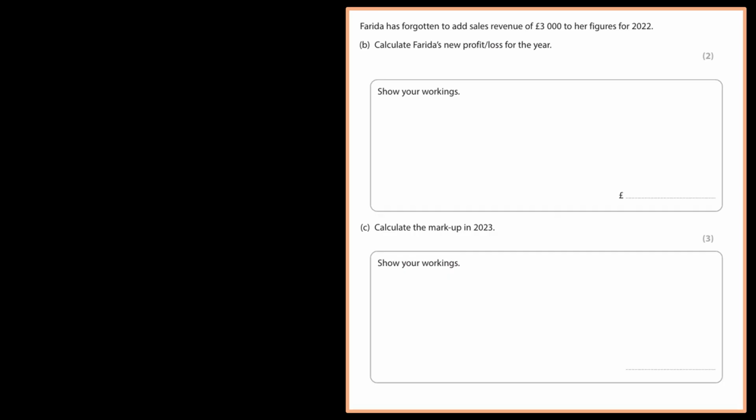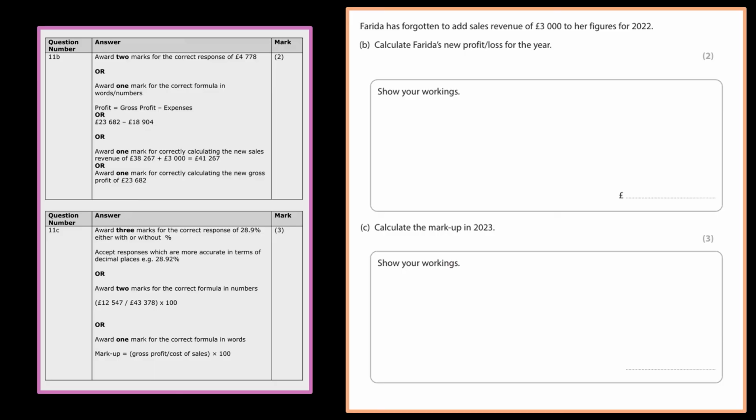Okay, so let's have a look at the answer. Tricky questions, but only worth a couple of marks, though crucial marks that could make all the difference. So it's important that you attempt it, or in other words, get it right. Have a look at the answer here. It says award 2 marks for the correct response of 4,778. Did you get that? And then there's that combination where if you had a go at it or got halfway, they'll award you 1 mark. Show your workings, how you arrived at that. I hope you got that right.